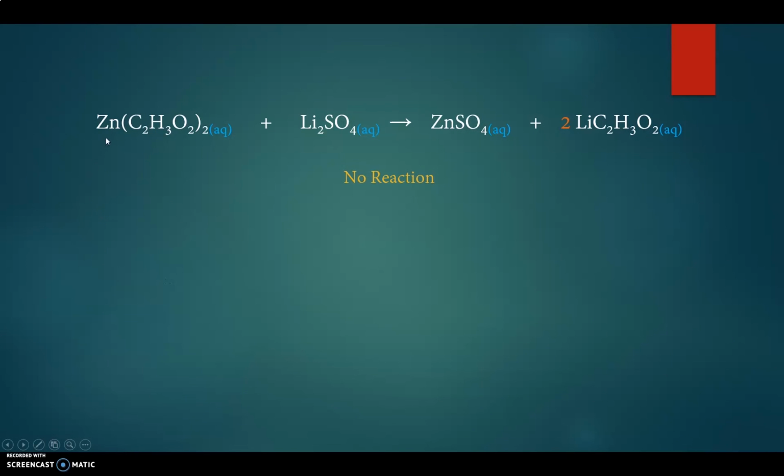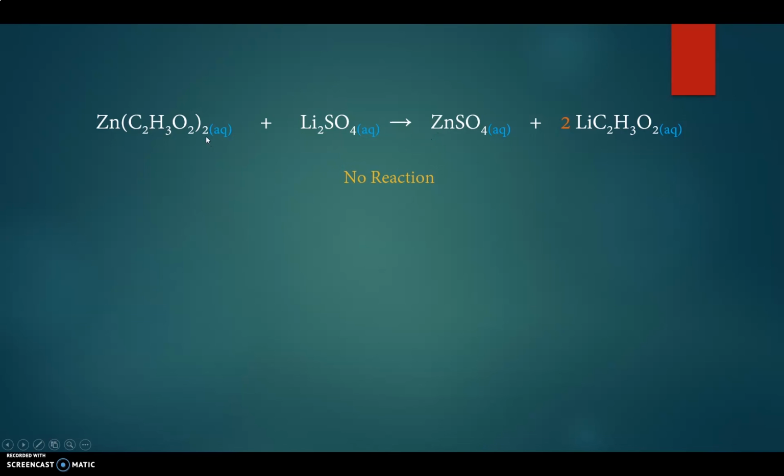This reaction also has the AB plus CD format, so it also has to be some kind of double displacement reaction. Zinc is a plus 2, and sulfate is a minus 2, so we'll need 1 zinc and 1 sulfate. Lithium is a plus 1, acetate's a minus 1, so we will need 1 lithium and 1 acetate. To balance the equation, we have 1 zinc and 1 zinc, so that's good.